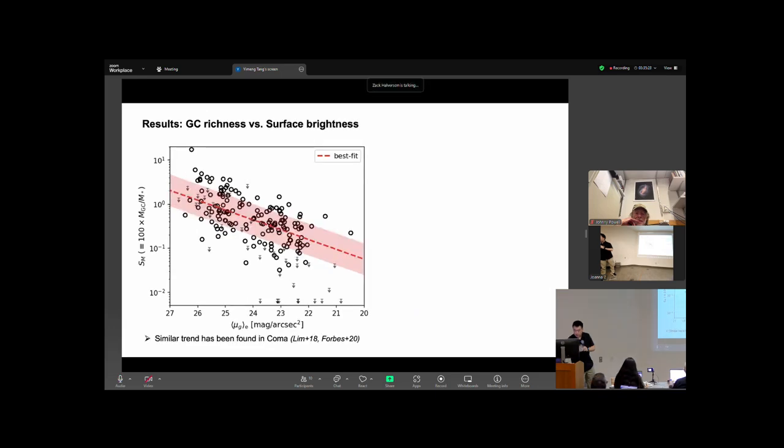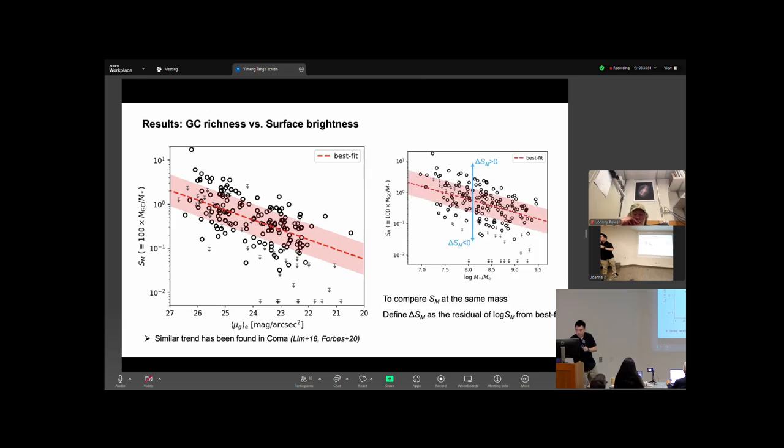Next, we explore the correlation between GC richness and surface brightness. A similar trend has been found in Coma, so this is a pretty nice trend. But as I said, what we really want to do is compare things at the same mass. So we need to define GC richness without mass dependence. We define a delta mass, as a residual of log SM. Just remove the best fit from the mass plot.